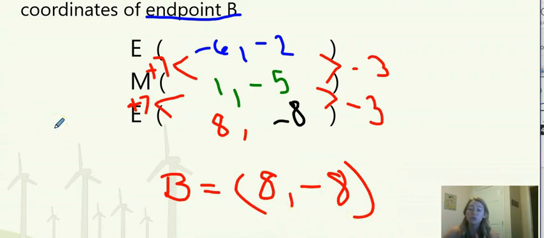So we had two methods for finding midpoint and one method for finding endpoint. Please pick the one for midpoint that you enjoy the most, and remember, EME is for your endpoint. Look forward to practicing in class with you.